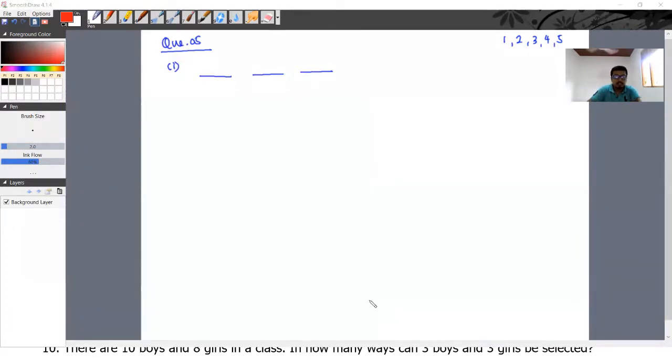Yes, the first one. Whatever the digit I put here, based on that, I should be able to decide whether it is greater than 200 or not.